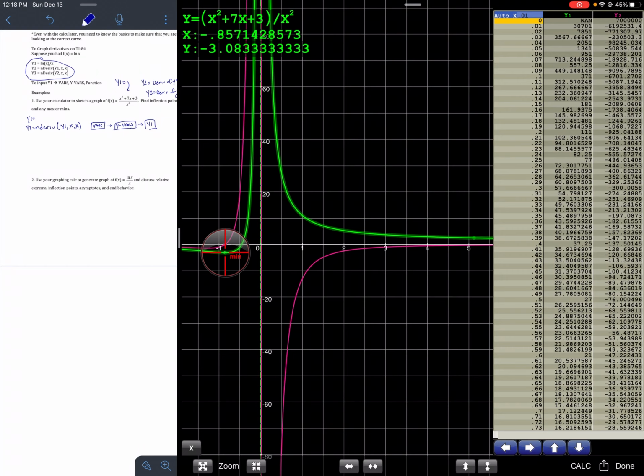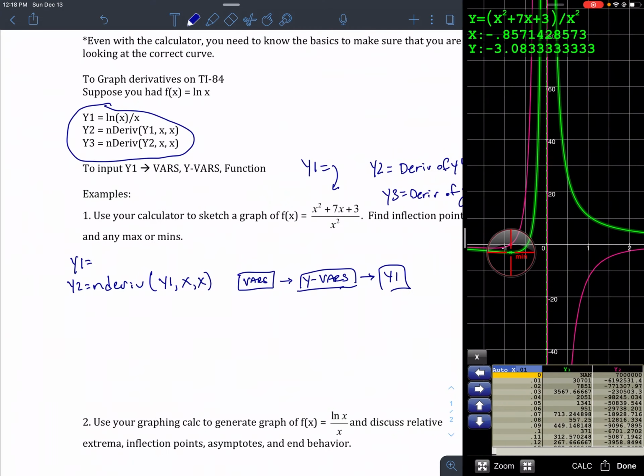My calculator found it for me, but I'm going to show you how to do it in a different manner. So we're going to say we have a minimum, and we know this at this point, negative 0.8571, comma, negative 3.0833.